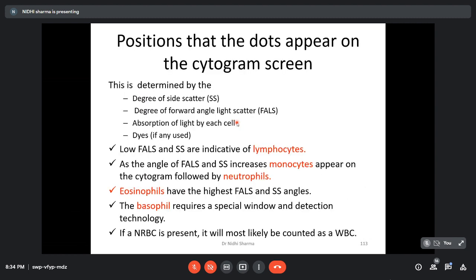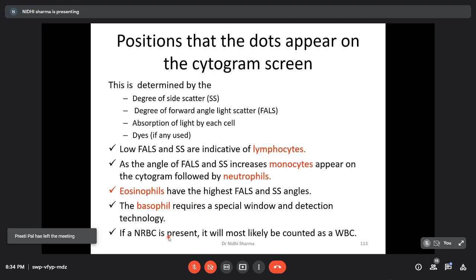So the final dot plot that you are going to see is actually determined by a number of factors: the degree of side scatter the cell has given, the degree of forward angle light scatter, which is called FALS, the absorption of light by each cell, and the kind of dyes that you have used, if any. In general, the low FALS and side scatter are indicative of lymphocytes. As the angle of FALS and SS, the side scatter, increases, your monocytes will appear, followed by your neutrophils. Eosinophils will have the highest forward angle light scatter and side scatter, and the basophils require a separate window that is called a different channel.